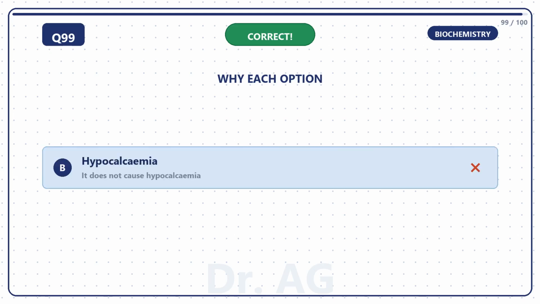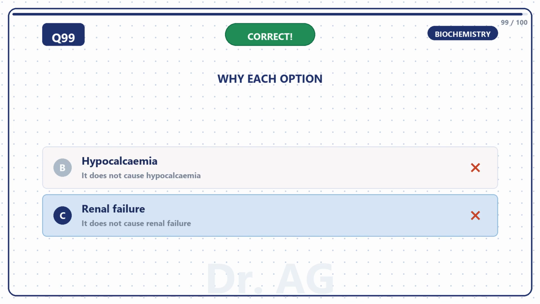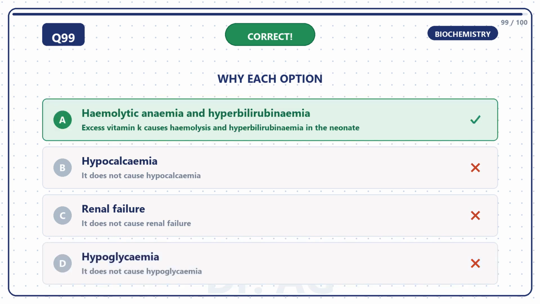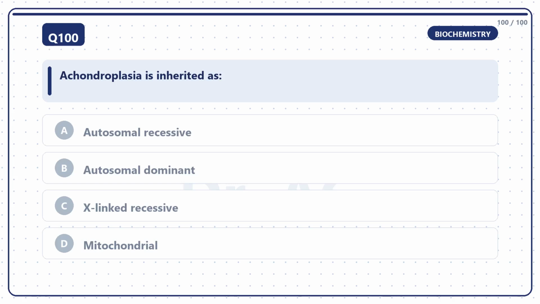Hypocalcemia: it does not cause hypocalcemia. Renal failure: it does not cause renal failure. Hypoglycemia: it does not cause hypoglycemia. And the correct answer is hemolytic anemia and hyperbilirubinemia. Excess vitamin K causes hemolysis and hyperbilirubinemia in the neonate. So, the right answer is option A. Hemolytic anemia and hyperbilirubinemia.